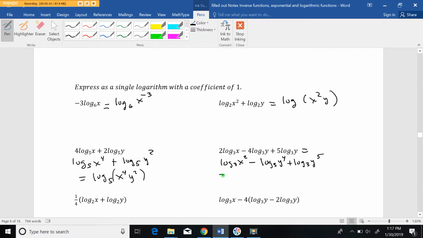All right, now, if we apply the product rule to this, then we're going to get log base 3 of x squared y to the 5th. And then we still have this minus log base 3 of y to the 4th. And now we can apply the quotient rule to this. So this is going to equal log base 3 of this, x squared y to the 5th, over this, y to the 4th. And this can be simplified. I'm out of room, so I'm going to keep going. But inside of here, y to the 5th over y to the 4th is just y.